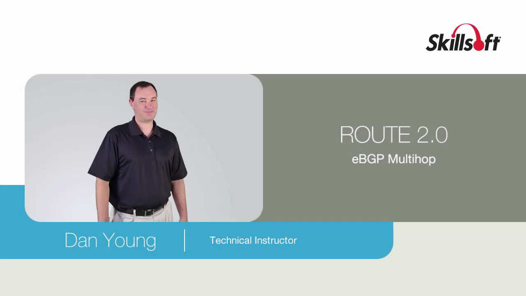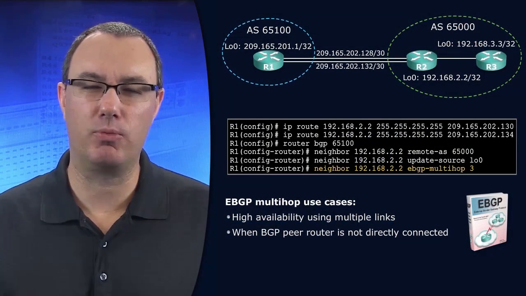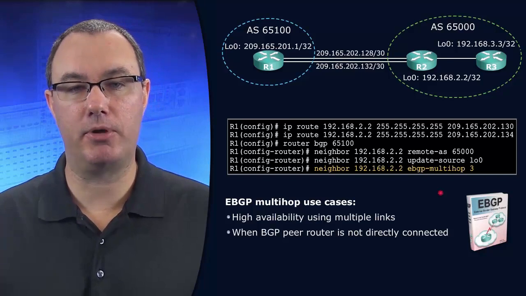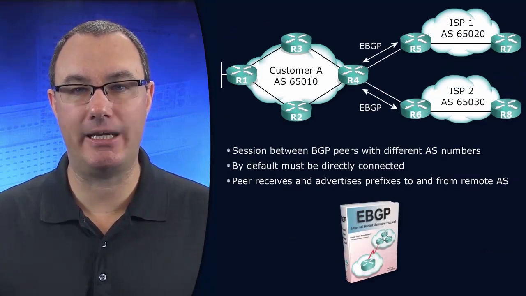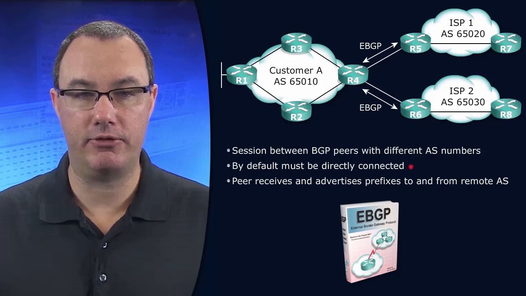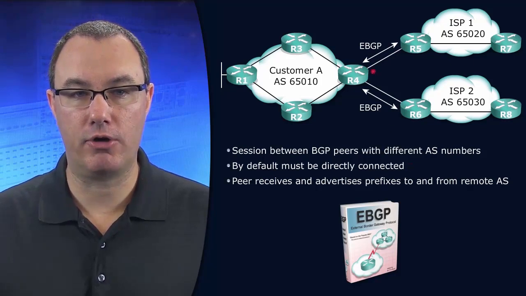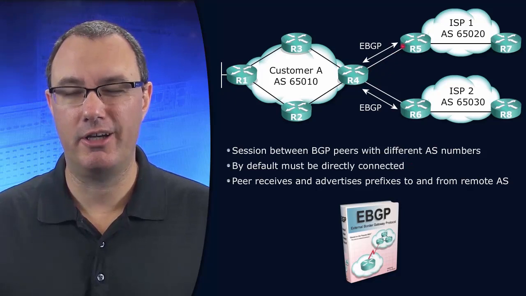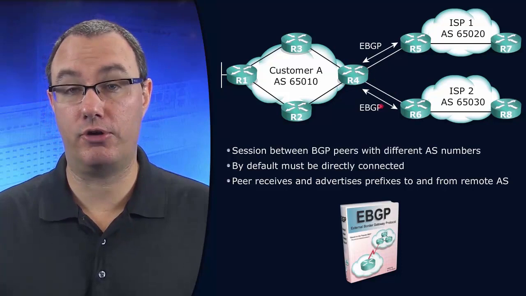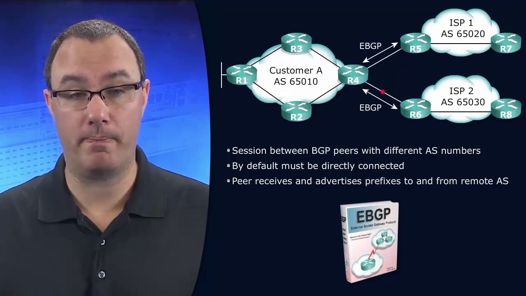eBGP has that very interesting behavior where we expect to be directly connected. And it leads us to this command, eBGP multihop. But let's review for a moment what our expectation is by default for eBGP neighborships. eBGP neighborships expect to be directly connected. And that means you're able to just peer between R4 and R5 on the common subnet. You're not doing anything fancy like update source loopback. This is the norm. Make no mistake about it, this is the norm.